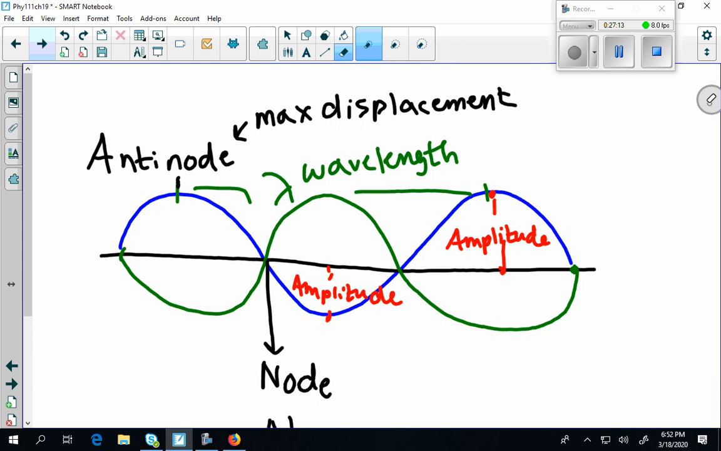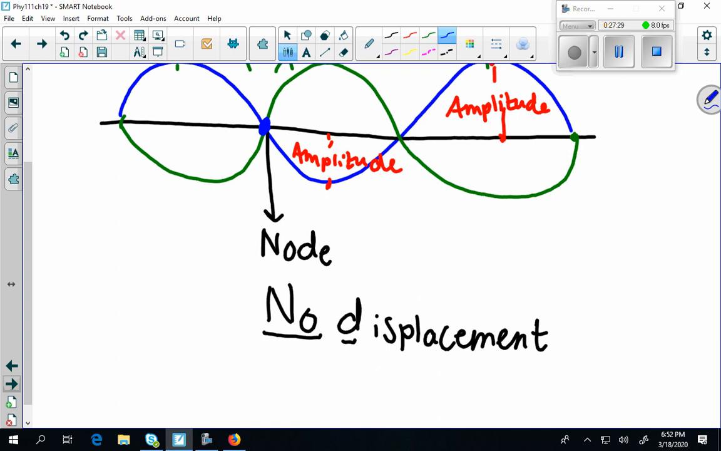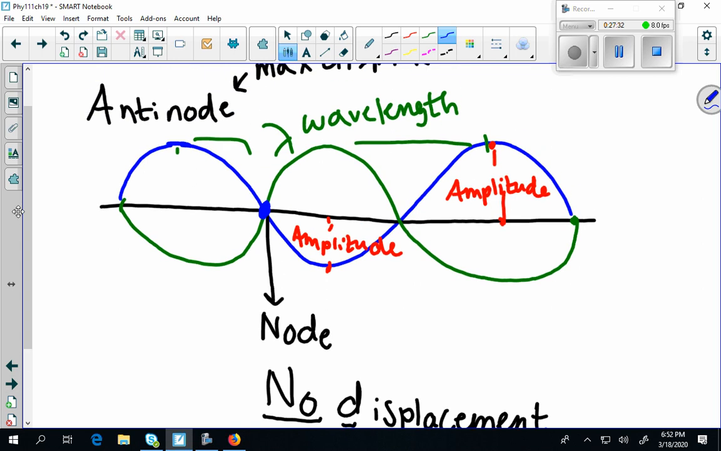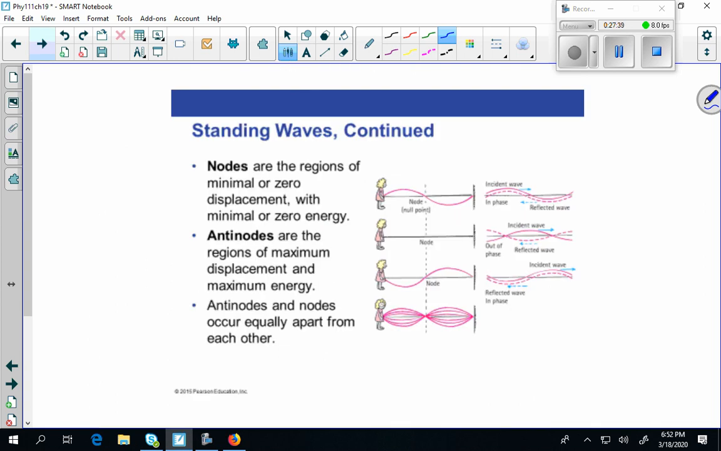The area where it is having the most amount of movement has a fancy science name, we call that the antinode. And here, where it doesn't move at all, we call that the node. So no displacement for a node. And however high it got from 0, that is its amplitude. So nodes are the region where it doesn't move at all. So that's a node. This is our standing wave.